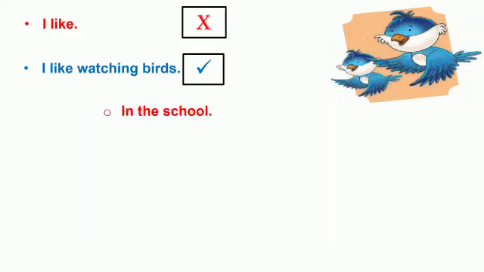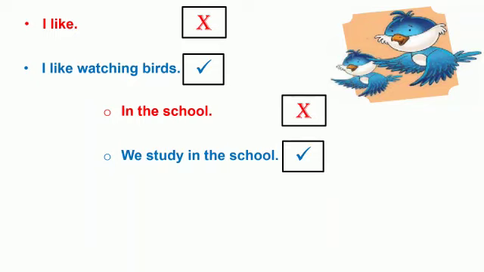The next one, in the school. Do you think it is giving us full meaning? Are we being able to understand what they are saying? No, I can't understand. Let's check the next one. We study in the school. Yeah, that's making complete sense. It's starting also with a capital letter and ending with a full stop. And it is giving us exact meaning. We study in the school. We know what it is. So, the red one is wrong and the blue one is a sentence.